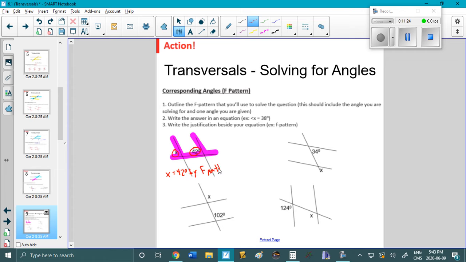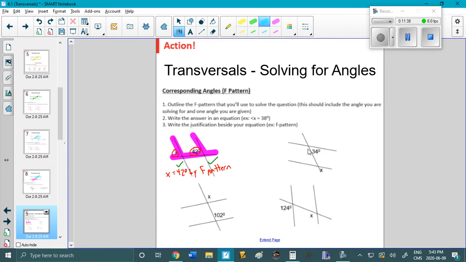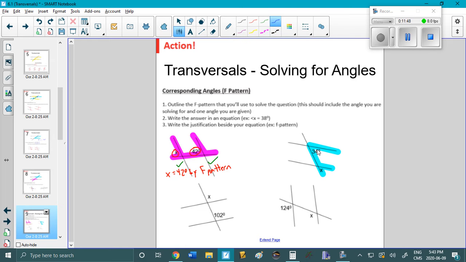Now, this one little question would be worth 2 marks. You would get 1 mark for the right answer and 1 mark for saying by F pattern. Okay, so it's very important that you tell me which is which. Okay, next one. We've got the line of our F, and there's our 2 branches, or whatever you want to call them. So we know that because this is an F pattern, these are the same. So we would say X equals 34 degrees by F pattern.